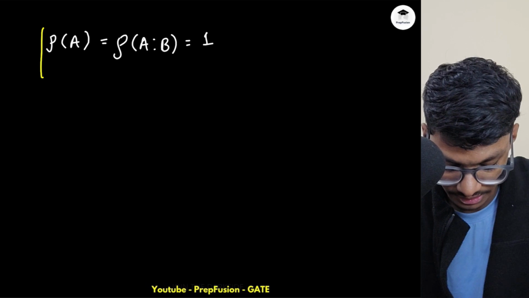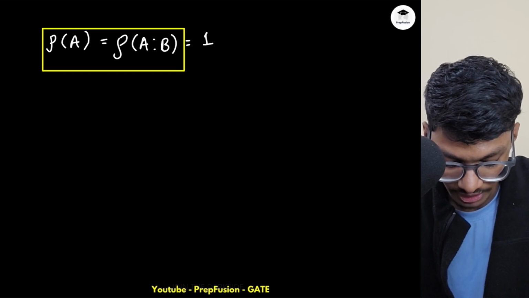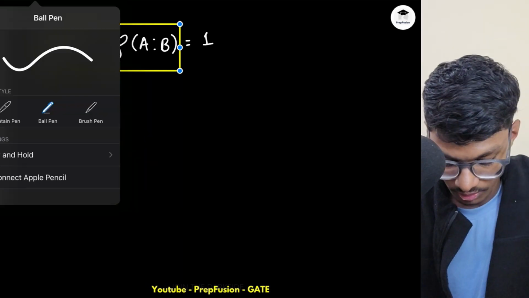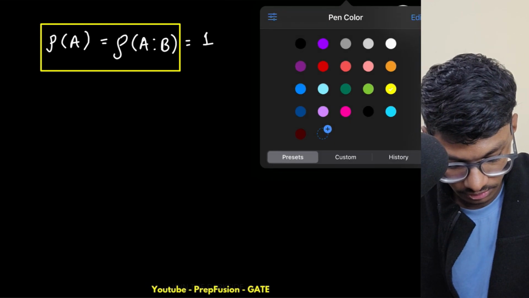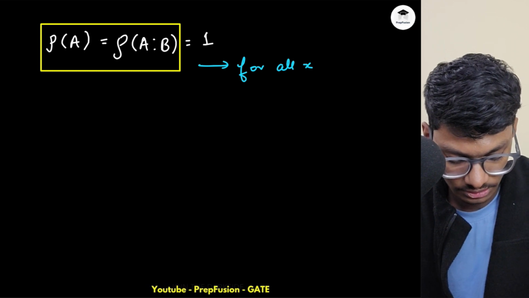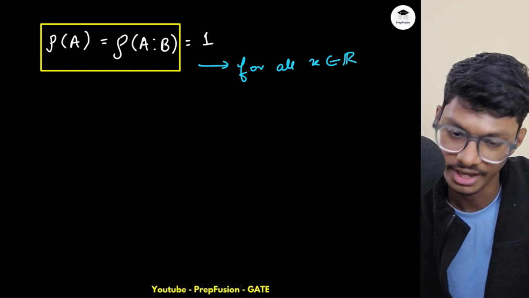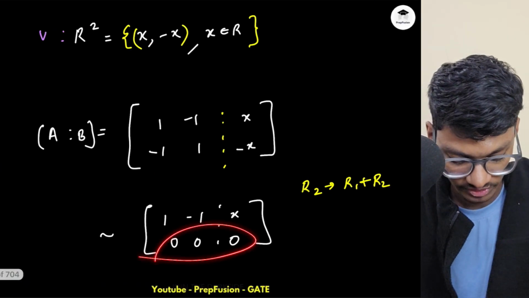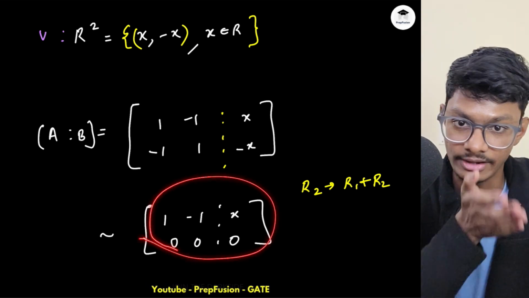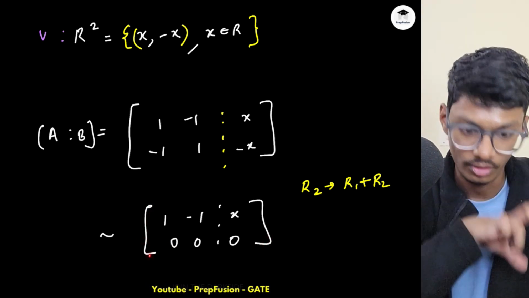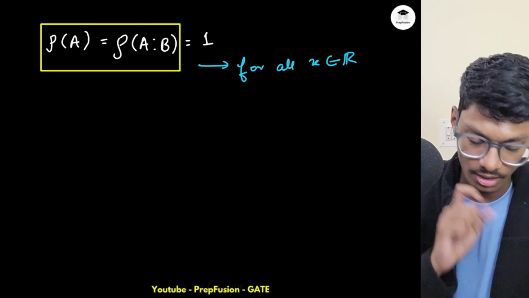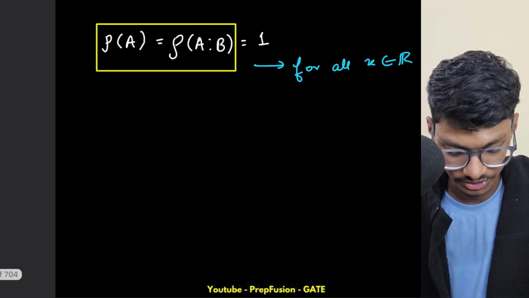Our concern is that rank of A and rank of [A|B] should be equal for our solutions to be consistent. So this is for all x belonging to real numbers, for any values of x. It doesn't matter because this row is always completely 0 for any values of x. Rank will always be 1 for this whole matrix, rank of [A|B] and only A also. So it doesn't matter, we're getting infinite solutions, that is fine, but this is always satisfied. So basically this statement is correct.